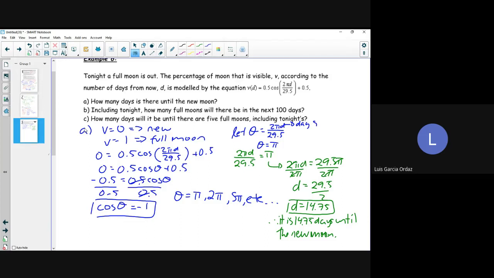Now to figure out our theta value, we needed to ask ourselves at what theta value does cosine give us -1? And that was a value of pi. So cos is -1 when the angle is 180, or in radian measure, it's pi. So we had theta is equal to pi, which we had above over here. But because we had our let statement, we just subbed in 2 pi times d over 29.5 for our theta value over here. Oh, okay. Thanks, sir. No worries.